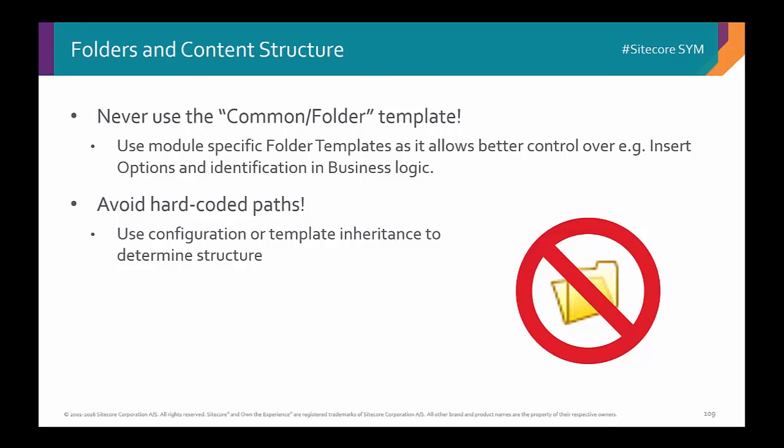Also, of course, avoid the hard-coded paths. Use the templates and template inheritance to determine that. Try to avoid having that. I used that example before, /Sitecore/home/global. That kind of convention where you say, well, I'll just always hard code that. Avoid that. If you need something like a global folder under a site, put that on the site configuration.